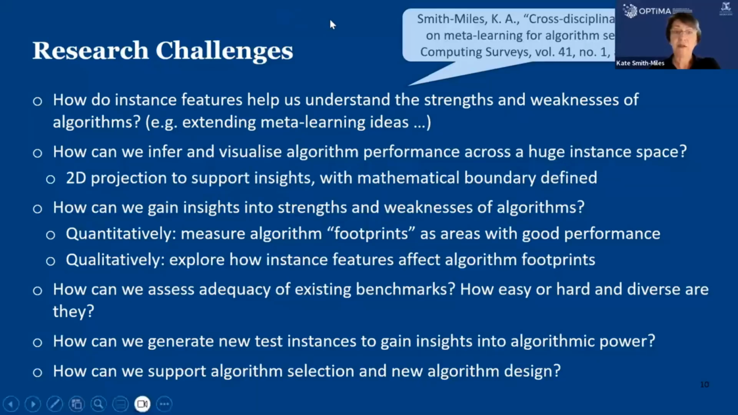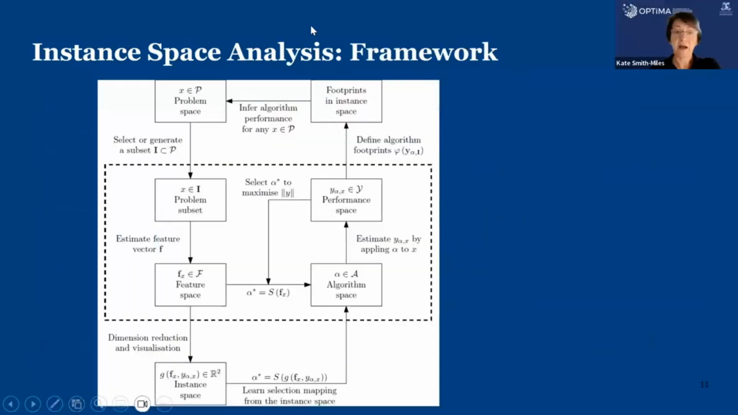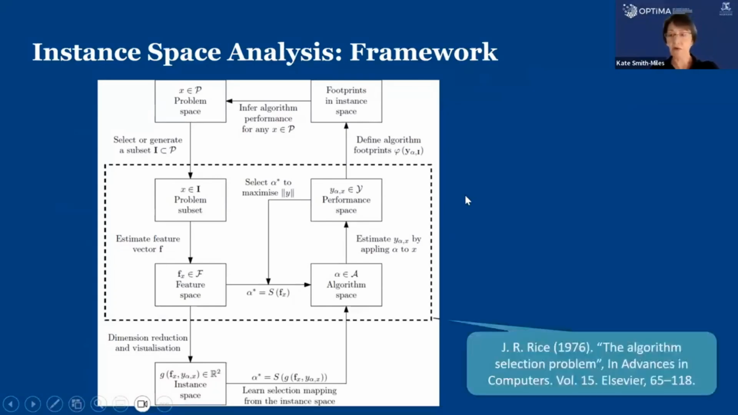So those are the challenges of things we've had to develop over the last 15 to 20 years to be able to have the complete methodology that I'm about to present. So the framework within which we do an instance space analysis is presented here. It's a bit of a complex diagram, but in the middle is some very old work from John Rice in 1976 that we build upon. It's the algorithm selection problem.